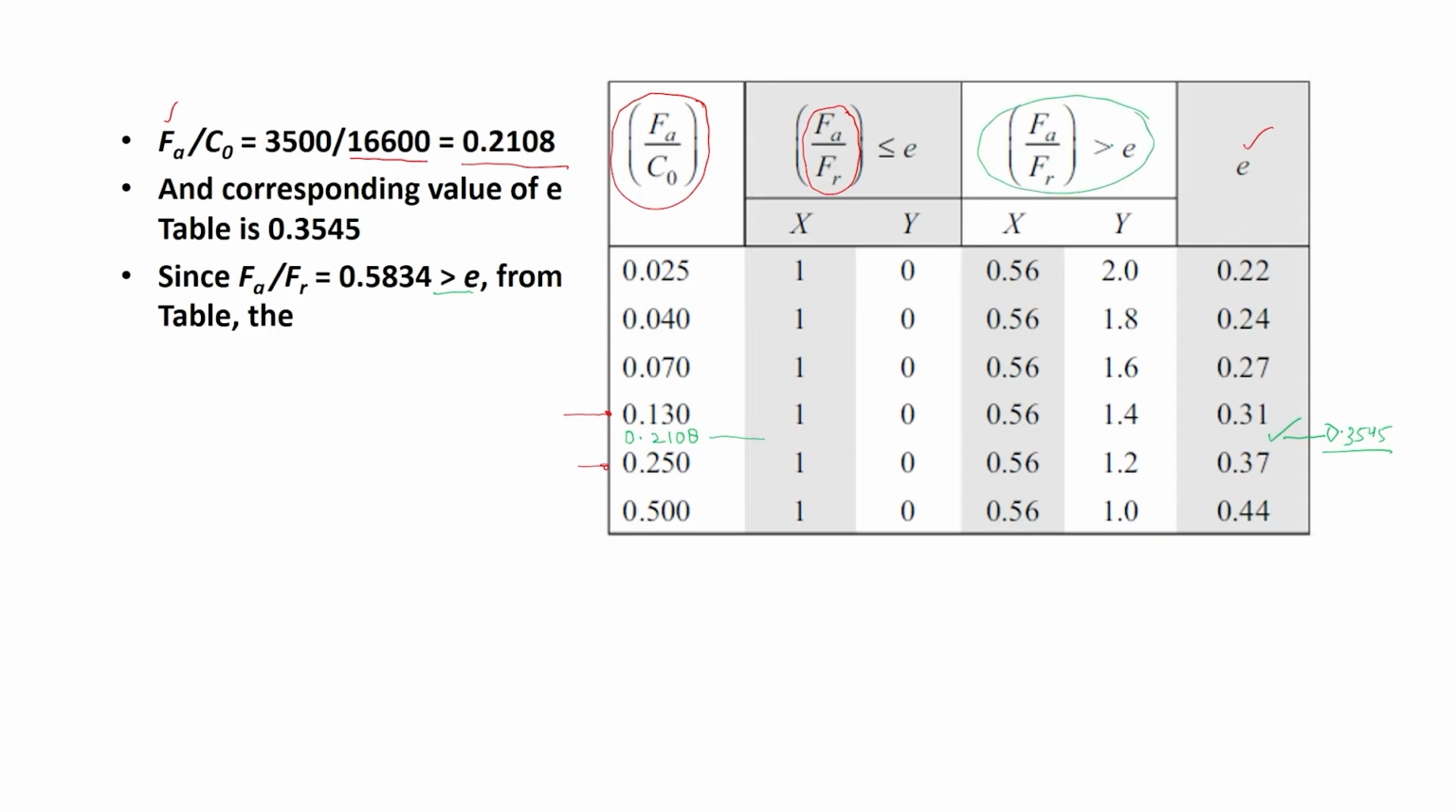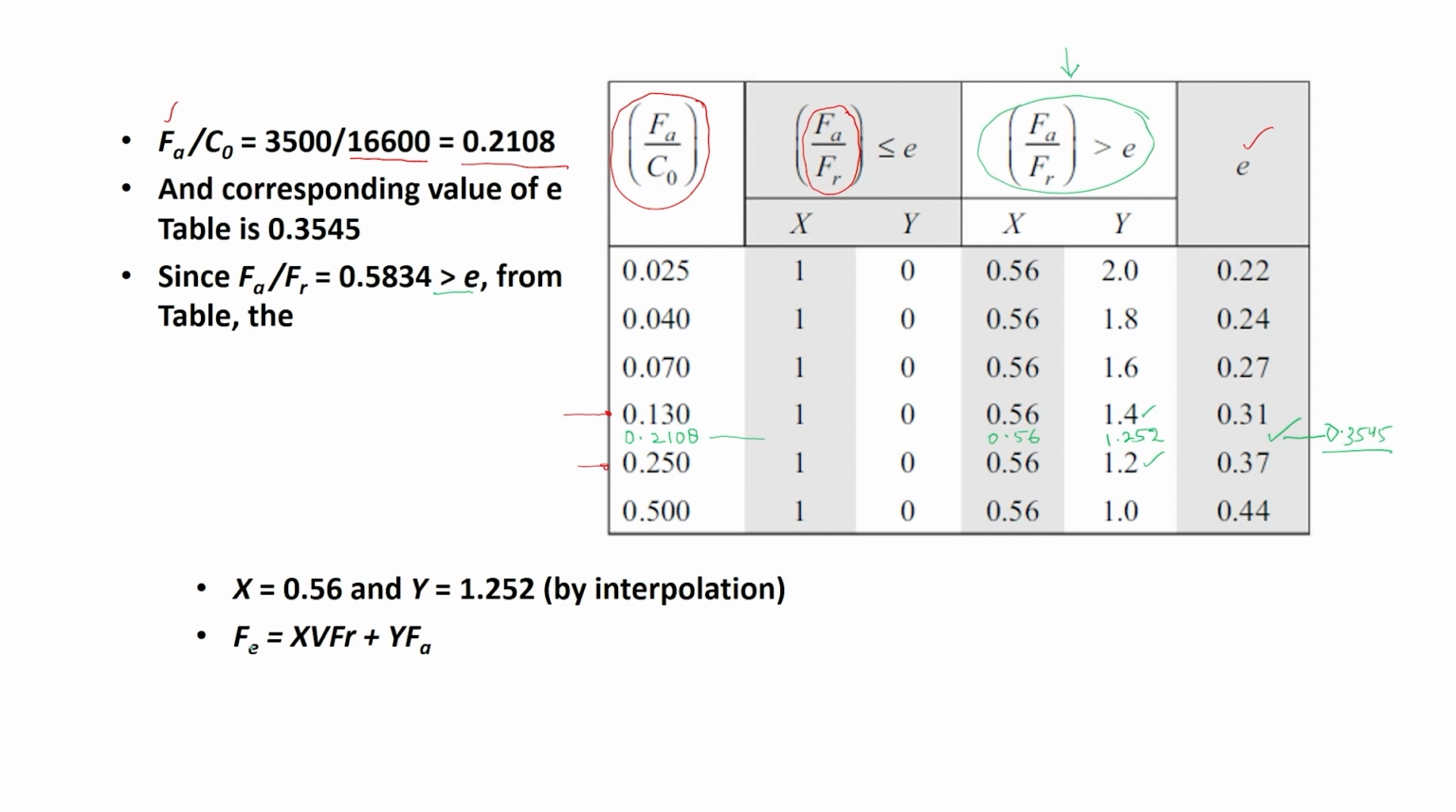Our Fa upon Fr is greater than e and therefore, the X and Y terms of the effective radial force will be obtained from this column. And the X is constant, which is 0.56. So, our X will also be 0.56, but Y will be in between this 1.4 and 1.2. So, after interpolation, the Y will be obtained. So, X is 0.56 and Y is 1.252.